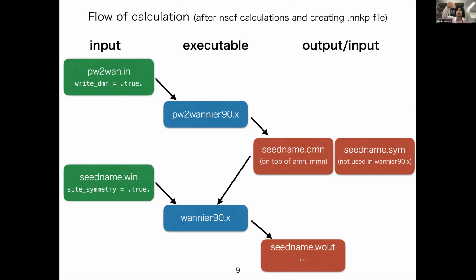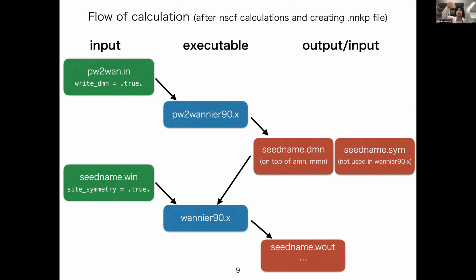Okay, so the first thing we need to do is perform the PW2, and for this we need the input PW21.in. To perform the symmetry adapted mode, the modification to this file is very simple. Just put the keyword write_dmn and set it to true. Just this one line is enough to do the symmetry adapted mode.